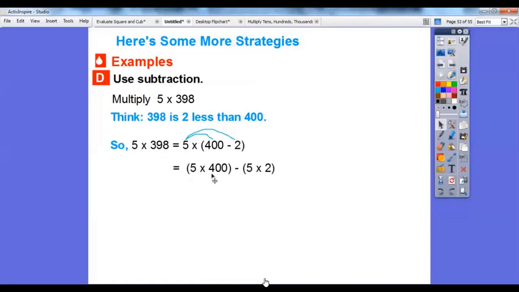5 times 4 is 20, remember that? And then 20 with these 2 zeros right there, so it's going to be 2,000. And then we're going to subtract 5 times 2, which is 10. So 2,000 minus 10 is 1,990. Okay, pretty slick little tricks in there, huh?